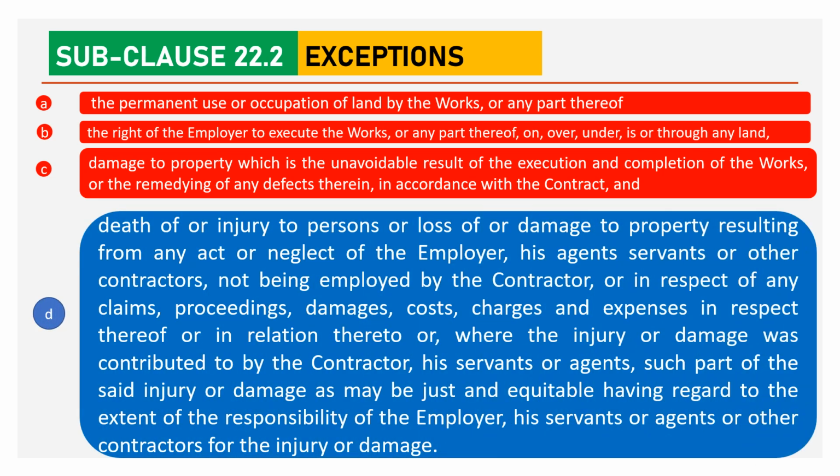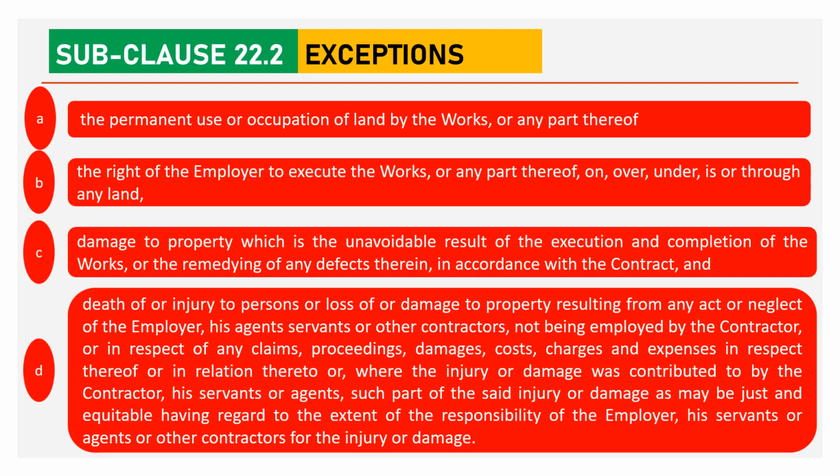The last exception is death or injury to any person or loss or damage to property resulting from any act or neglect of the employer or his agent or servant, and so on. So these are 4 exceptions for which the contractor shall not indemnify the employer.